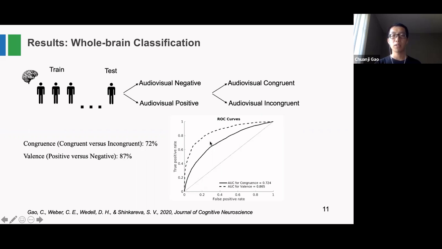And here we show the ROC curves, which are well above chance, and the area under the curve is reasonable. So basically, from this analysis, we are able to classify on a new subject, based on their brain data, what they report as positive or negative, or congruent or incongruent.